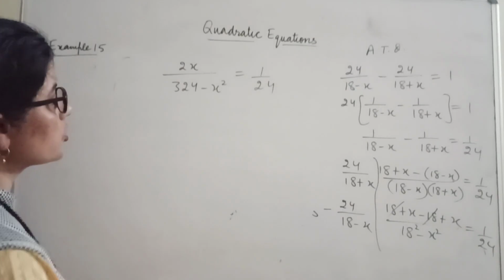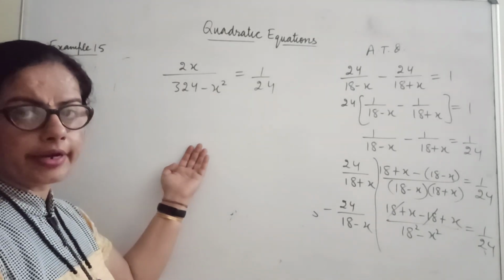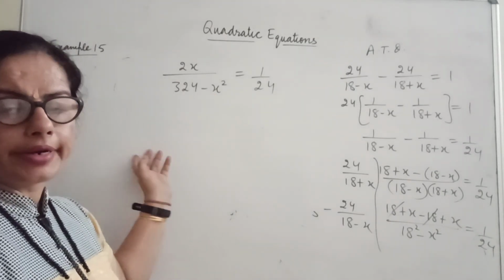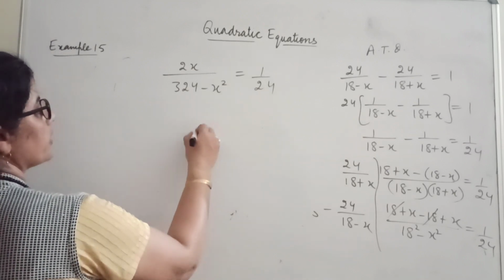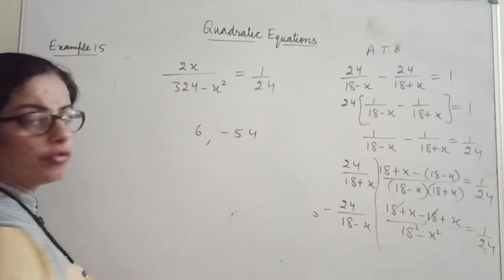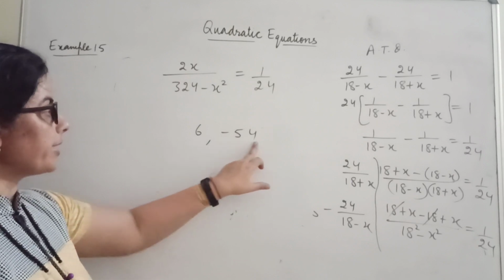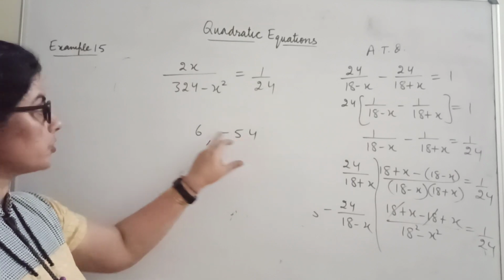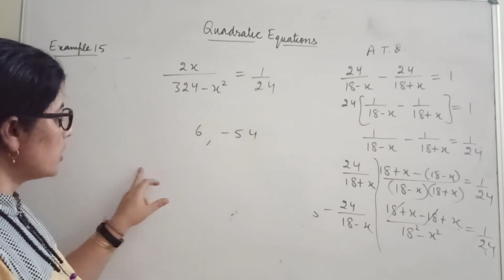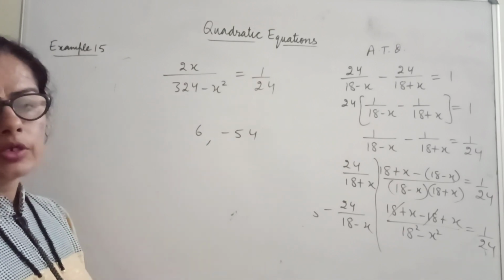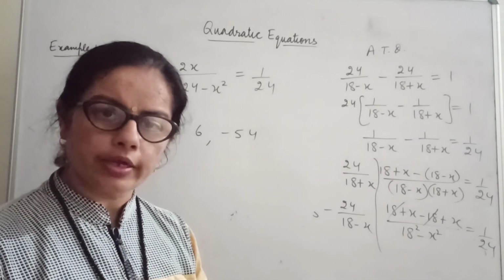Now you will cross multiply, bring all terms to one side and solve by the quadratic formula. Two values you will get, 6 and minus 54. But it is negative and speed cannot be negative, so this value will be rejected. Therefore, the speed of the stream will be 6 km per hour. Okay, thank you.